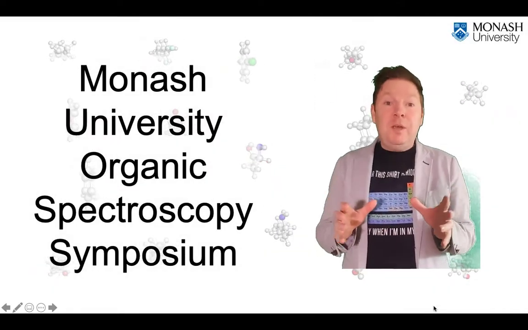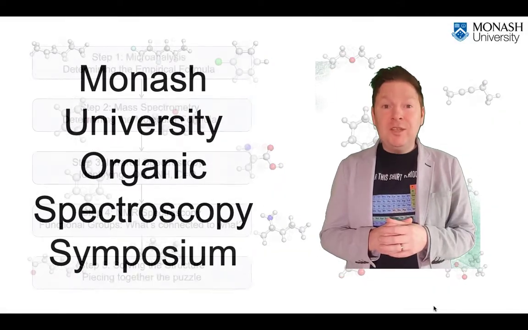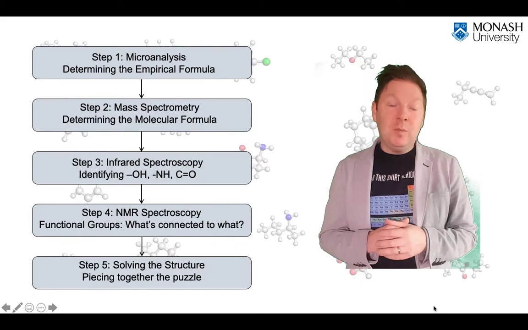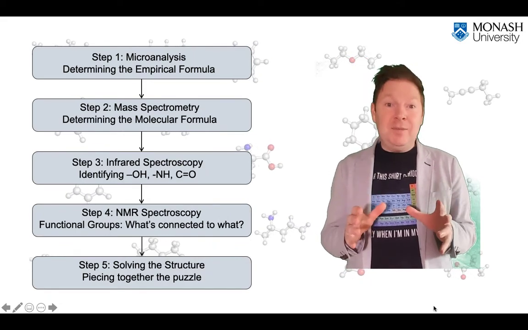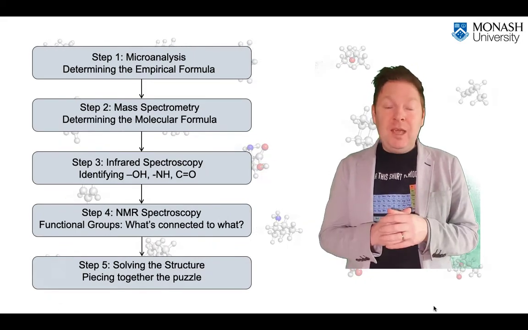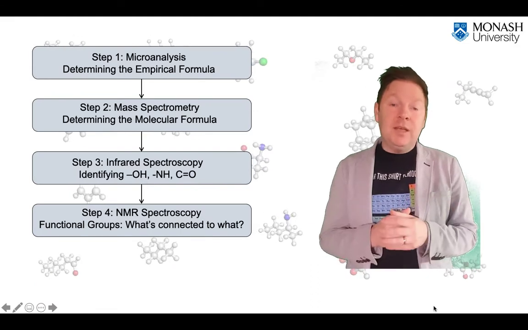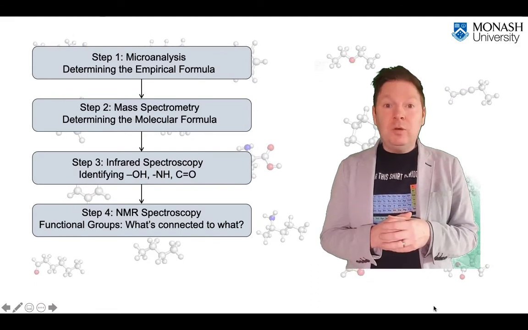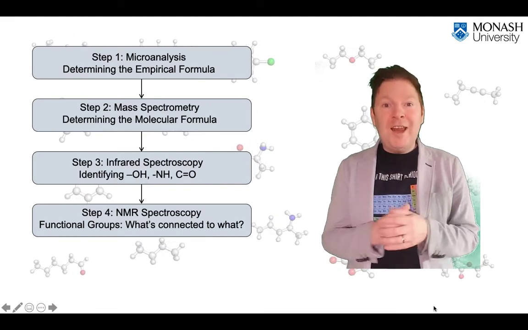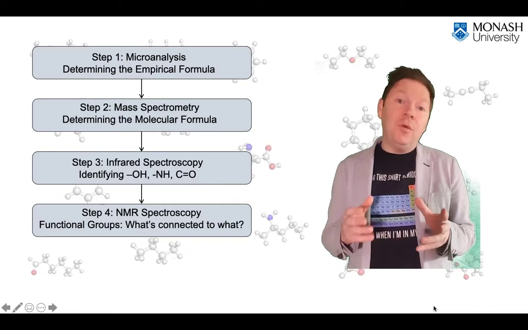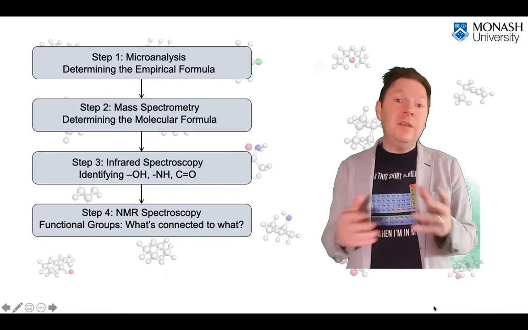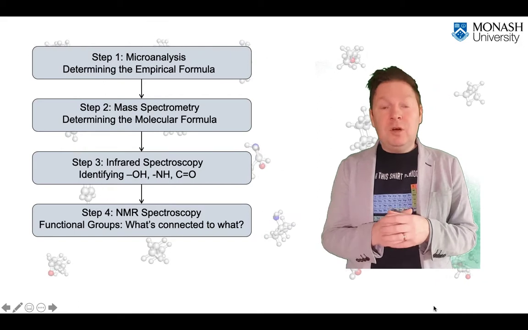So the fourth step in our structural elucidation process is using NMR spectroscopy, and it's got to be the organic chemist's favourite tool. In fact, we're going to talk about two sorts of NMR spectroscopy. There's what we call proton or hydrogen NMR spectroscopy, and there's also carbon-13 NMR spectroscopy. They give you different clues for solving the puzzle.